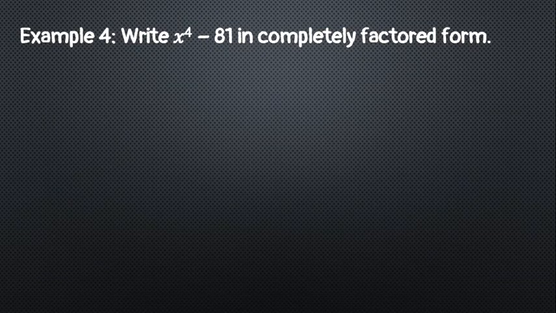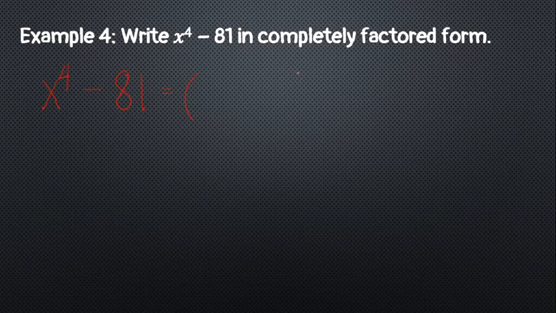Let's have another example. Example number 4. Write x to the fourth power minus 81 in completely factored form. Okay, so obviously this is a difference of two squares because 81 is a perfect square. The exponent of x, which is 4, is an even number, and the sign between the two terms is minus. So let's rewrite x to the fourth minus 81.